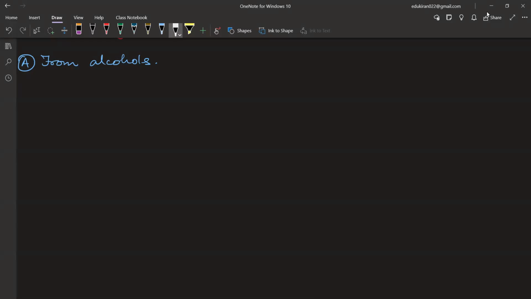Now, from alcohols, I will start with, please write the topic: using phosphorus based reagents. What are we using? We are using phosphorus based reagents. Now, in phosphorus based reagents, we will write these reactions directly.